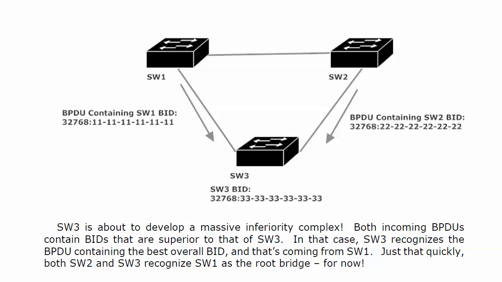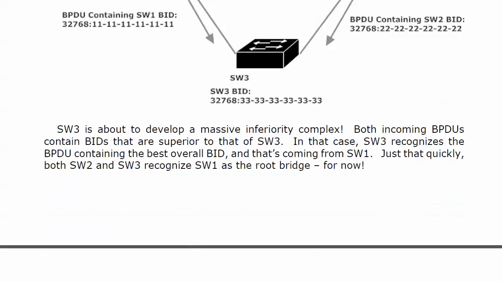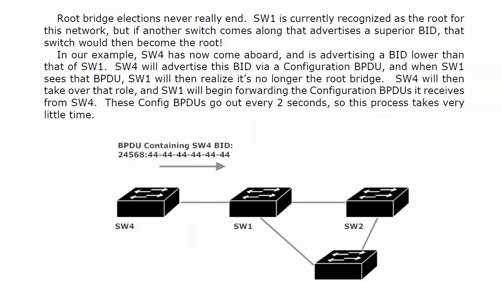Now how about our buddy switch 3? Well, switch 3 is about to get a massive inferiority complex because both incoming BPDUs contain superior bids. In that case, switch 3 recognizes the BPDU containing the best overall bid, and that's coming from switch 1. And just that quickly, switch 2 and switch 3 recognize switch 1 as the root bridge for now. That's what we call a cliffhanger. So what's the result of that cliffhanger?